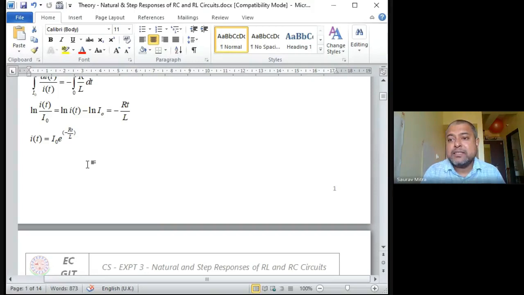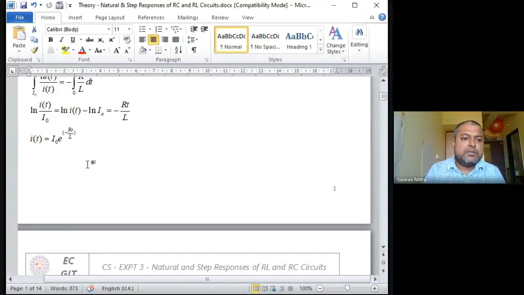So what is tau for an RL circuit? These questions are asked in the exam. It is L by R, that is Henry by Ohm, and Henry by Ohm is seconds. Actually all time constants are given in seconds. What is the definition of time constant? The time constant is the time after which the voltage drops to 63.3% of its initial value.